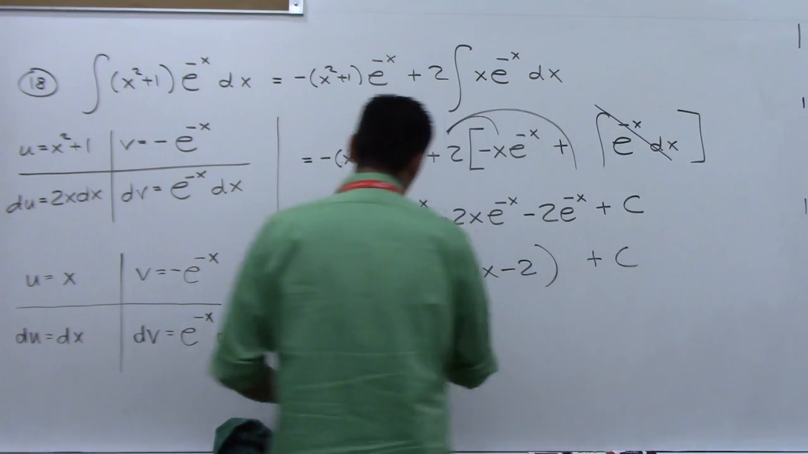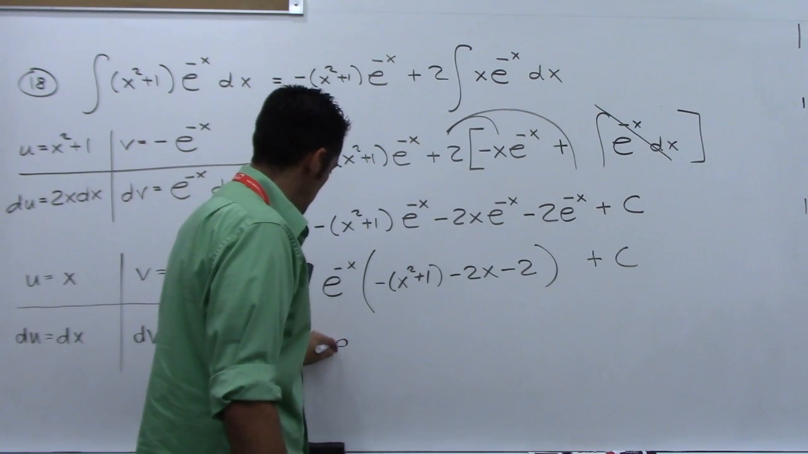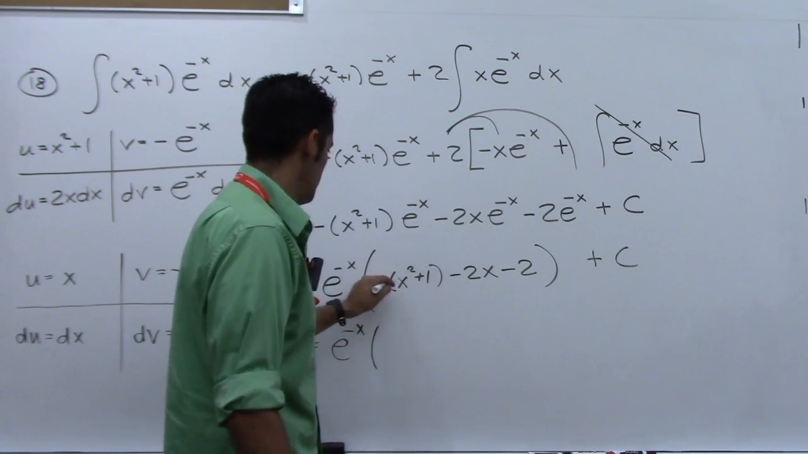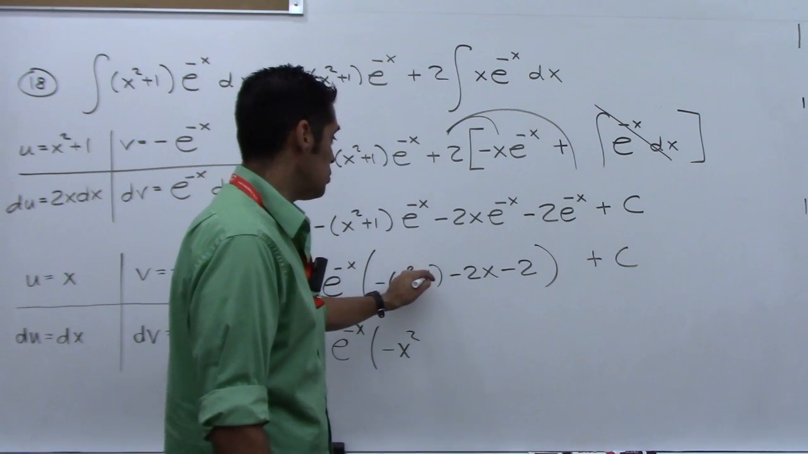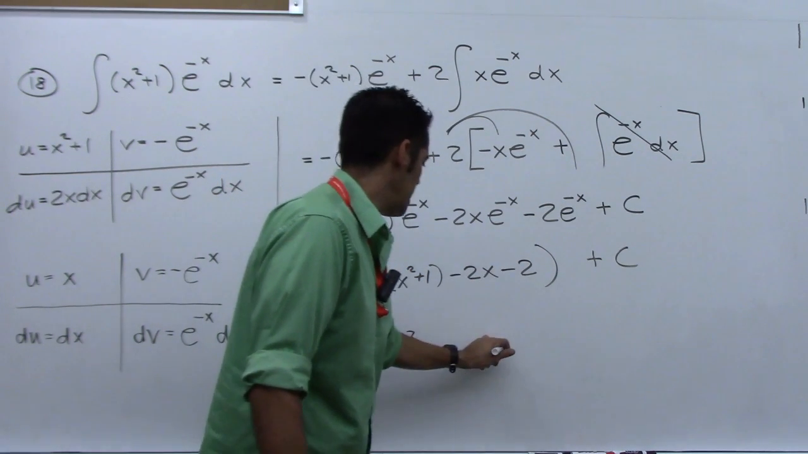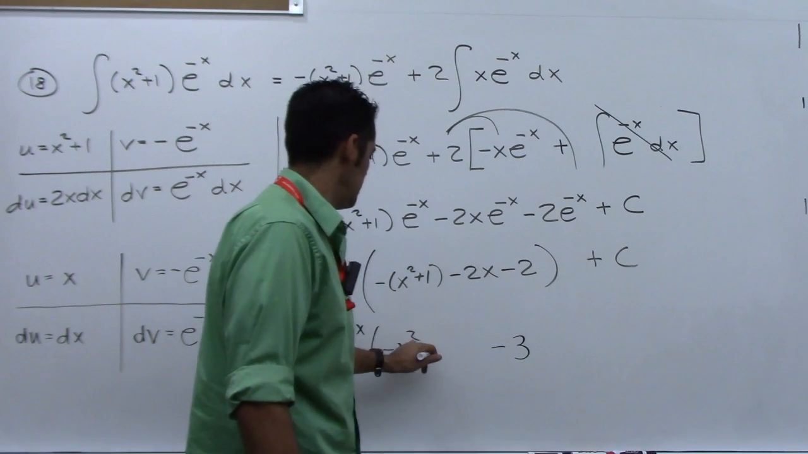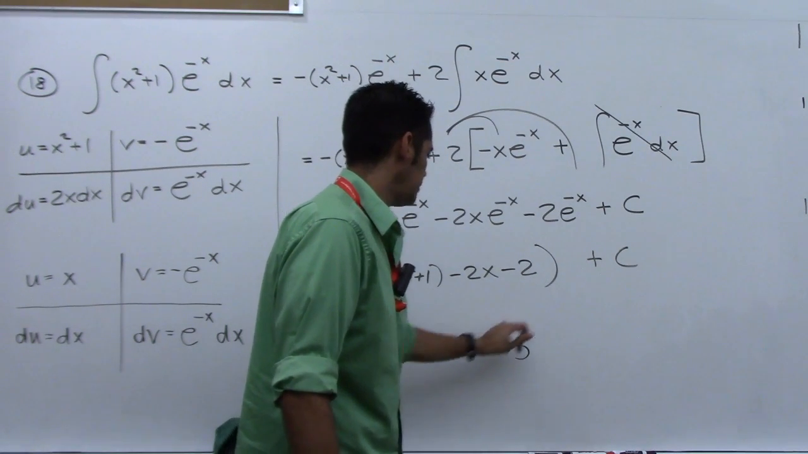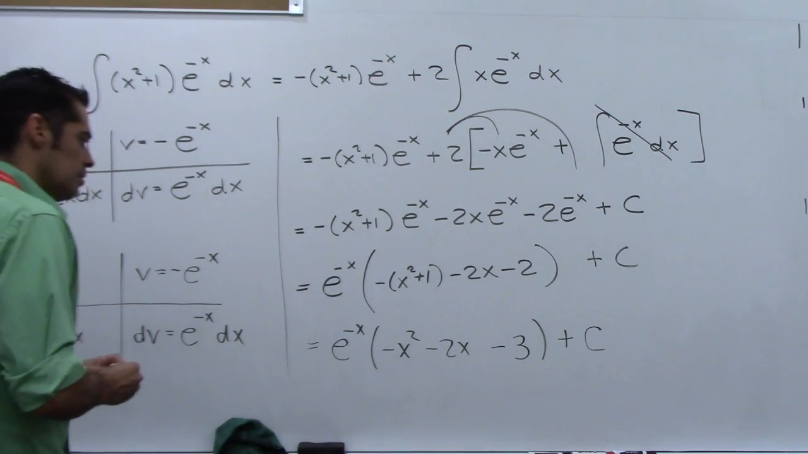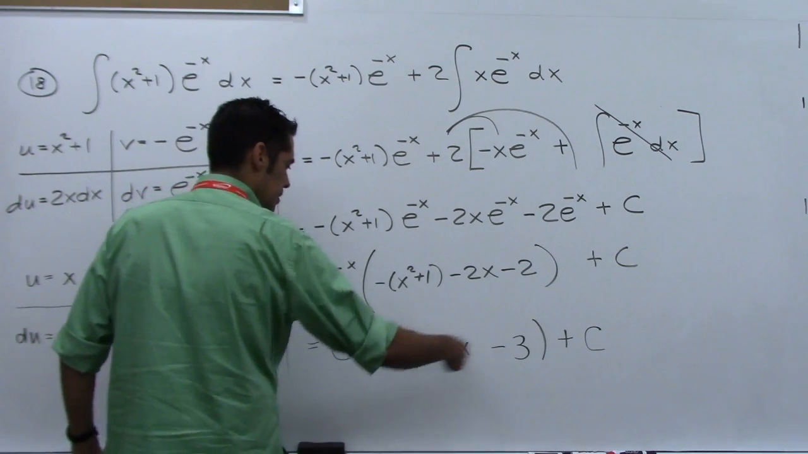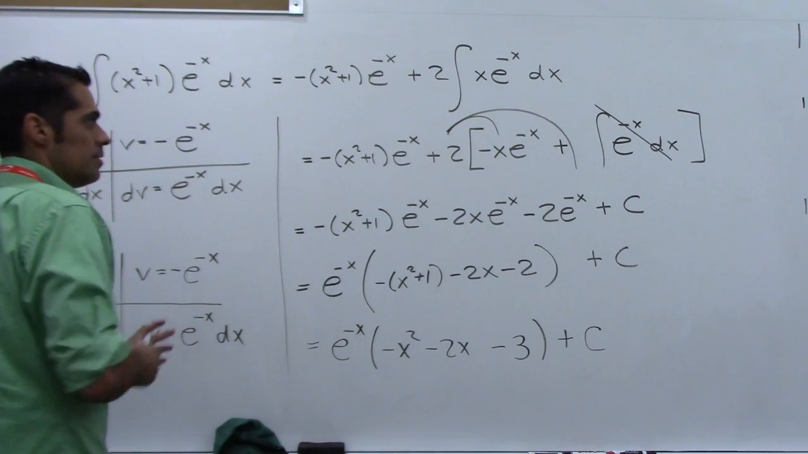And this is just a quadratic times e to the negative x. This is negative x squared, and then we have minus 1, but then minus 2, so minus 3. And then in the middle, negative 2x plus c. And then you can also factor a negative out of this if you wanted to, but that's good enough for now.